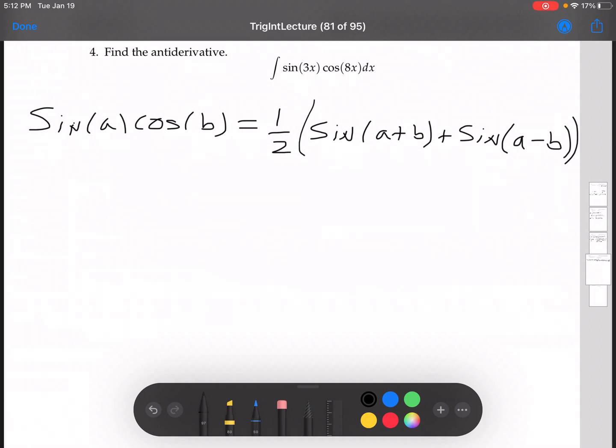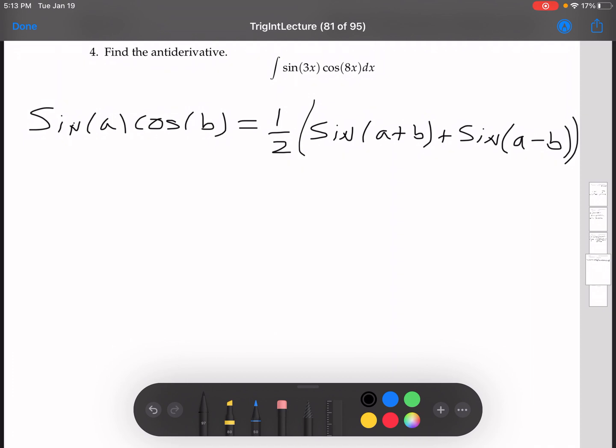Here we have another form that you will likely see in your homework. And here is the formula. You can find these product to sum identities for all the different situations. You could have sine cosine, cosine sine, cosine cosine, or sine sine. You can find these in the notes and learning goals.